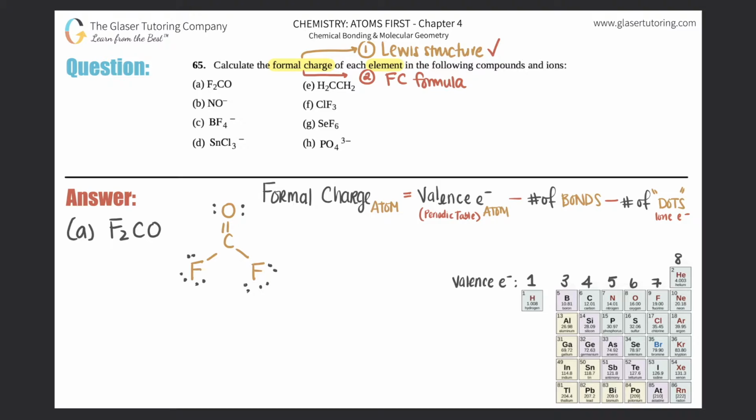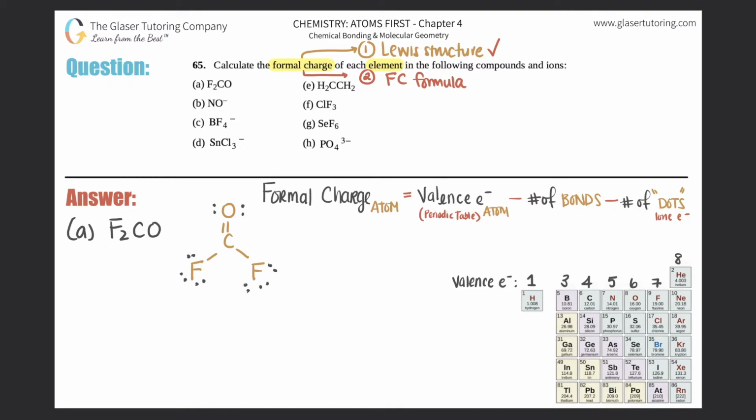The chlorine is cool. Sorry, not the chlorine, the carbon. I'm sorry if I said chlorine before, I meant carbon. This is a carbon. Okay. So it looks like they want it for each element, so we're going to have to find the formal charge for the fluorines, the carbon, and the oxygen.